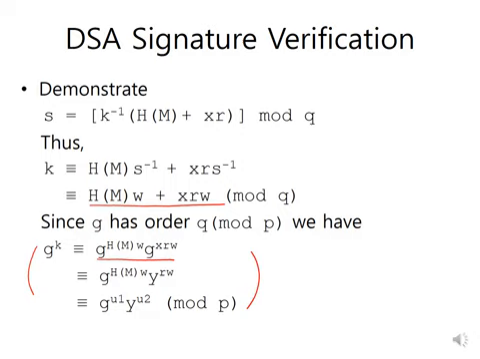In this case, G to the X is Y, and this is U1 and this is U2. So it means that G to the K and G to the U1 times Y to the U2 are congruent mod P. So R is V. This is the end of the demonstration. So we can verify the correctness of the detailed signature algorithm verification procedure.